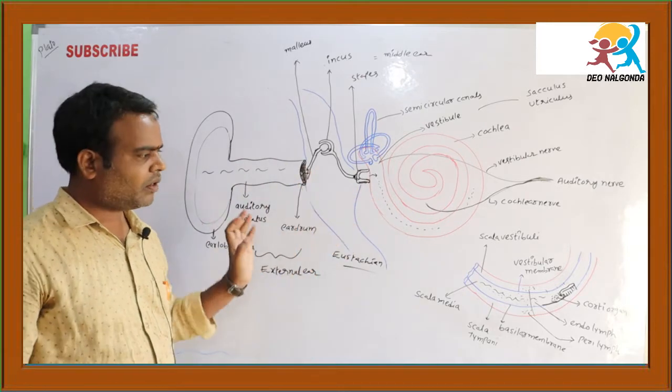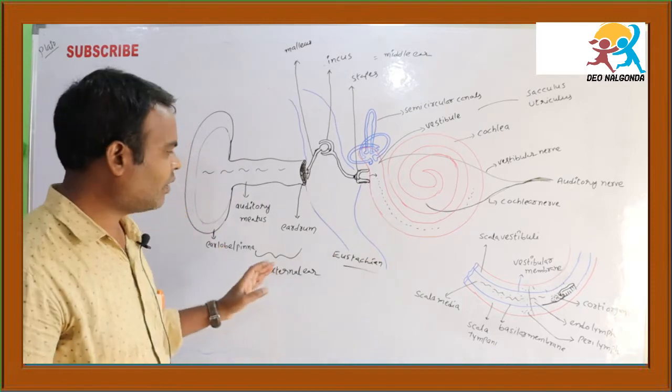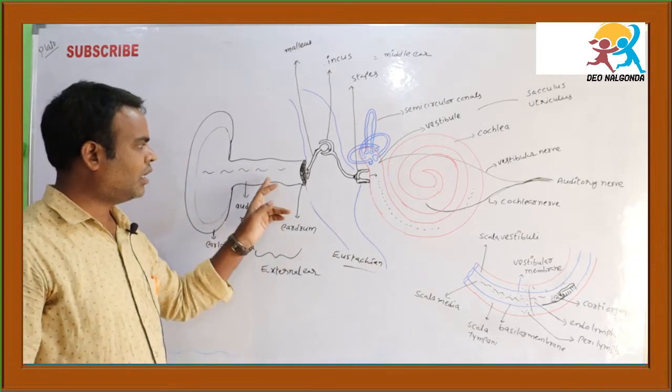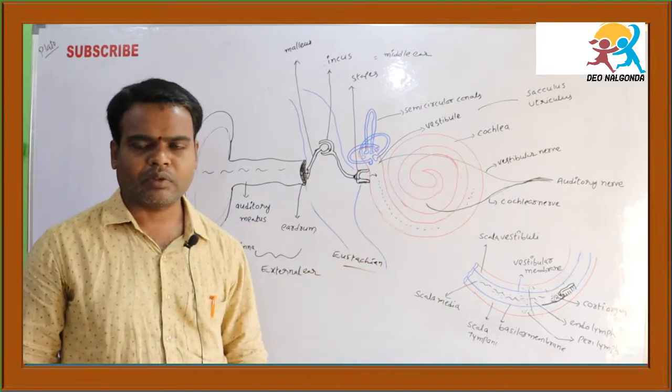Students, I think you have understood the structure and function of the ear very clearly, and the role of the ceruminous glands present in the auditory meatus, and also the cochlear nerve and vestibular nerve all together.